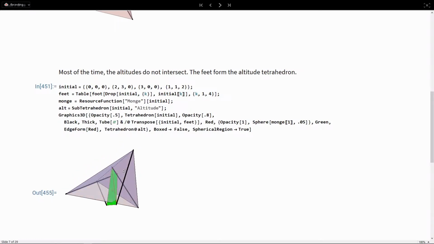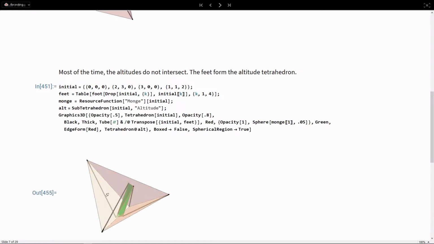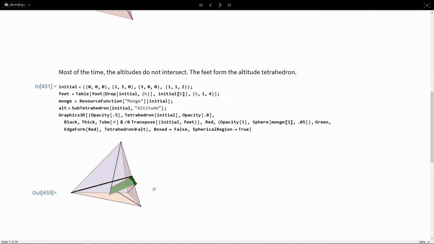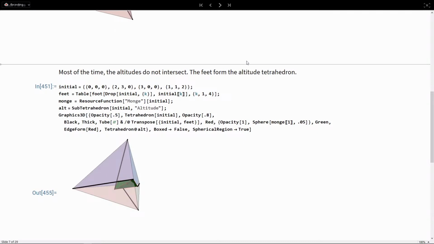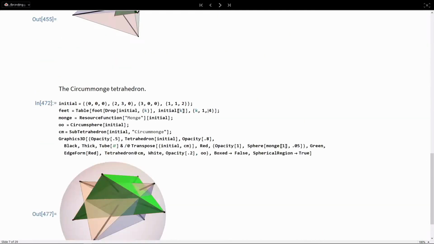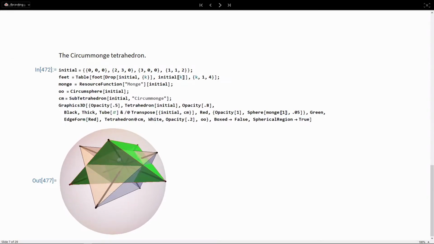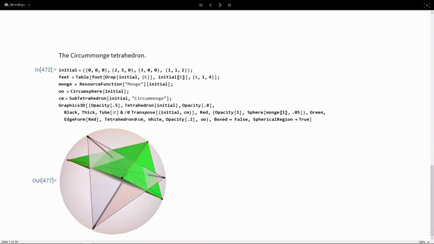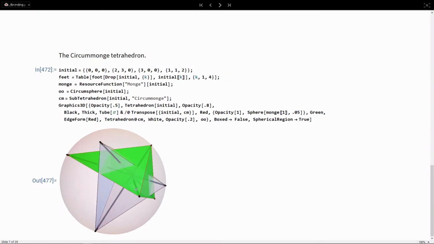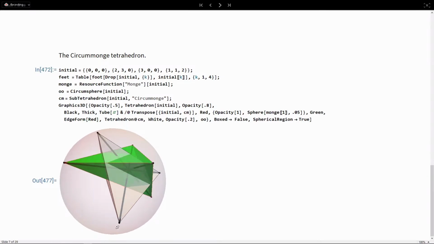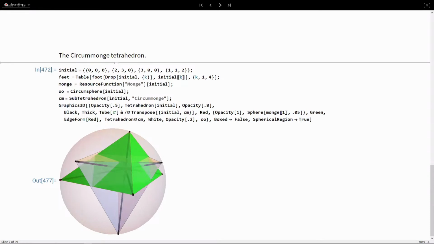However, we can still connect up the feet where these altitudes meet the opposite side, and the connection of the altitude points gives the altitude tetrahedron. We can also do the circum-Monge tetrahedron, where the Monge point intersects, going through the vertices through the Monge point to the opposite edge for the circumsphere. That's one I tossed in.